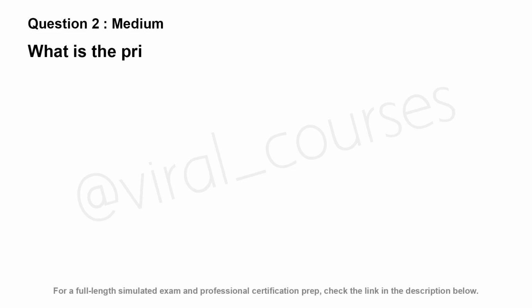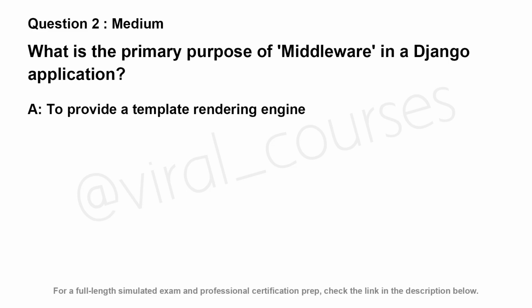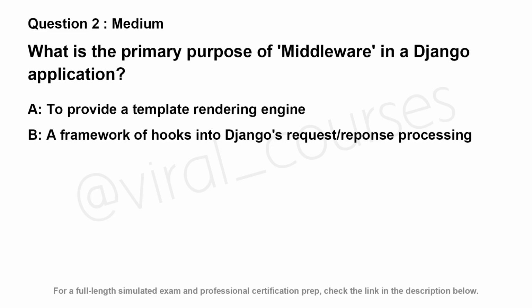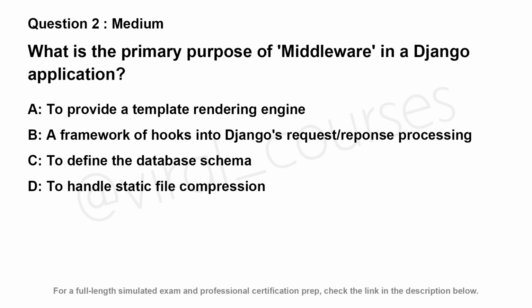What is the primary purpose of middleware in a Django application? Option A, to provide a template rendering engine. Option B, a framework of hooks into Django's request-response processing. Option C, to define the database schema. Option D, to handle static file compression.